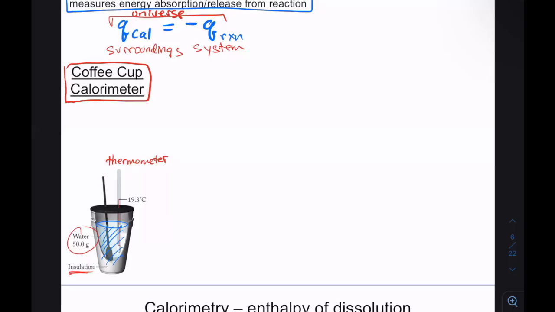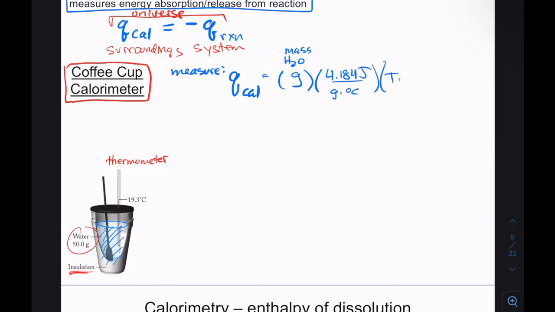So what we're measuring then is the water in the calorimeter. We're measuring Q cal. That's going to be equal to the mass of the water and the specific heat capacity of water and you're going to measure what the delta T of the calorimeter is. Okay, so that's mass of water, this is specific heat capacity of water, and this is your delta T.